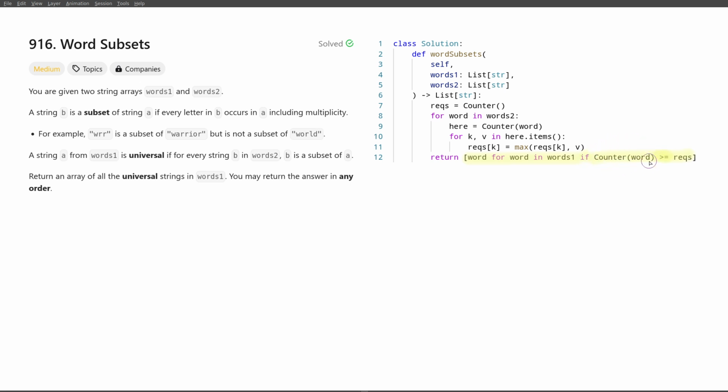That would be a dictionary that counts the number of occurrences of every letter. And we want the number of occurrences of every letter in the given word from words 1, this candidate for a universal word, to be greater than or equal to some requirement count. And now this requirement count is the final piece of the puzzle. Since we want for every word in words 2 to be a subset, you can just calculate the counter for every word in words 2. So we just calculate that counter.